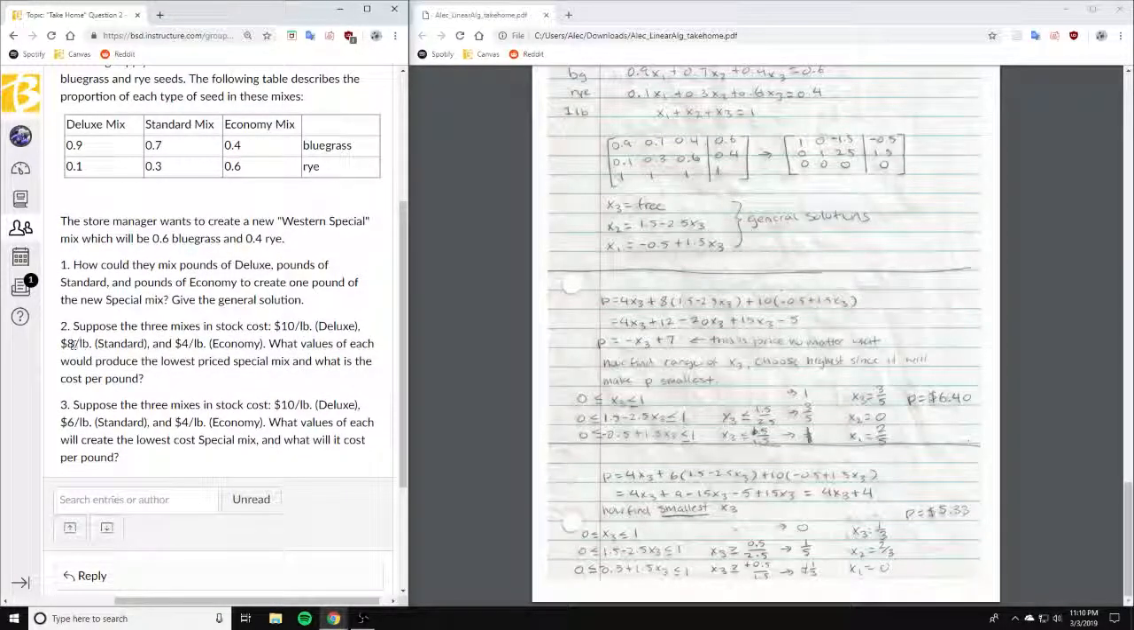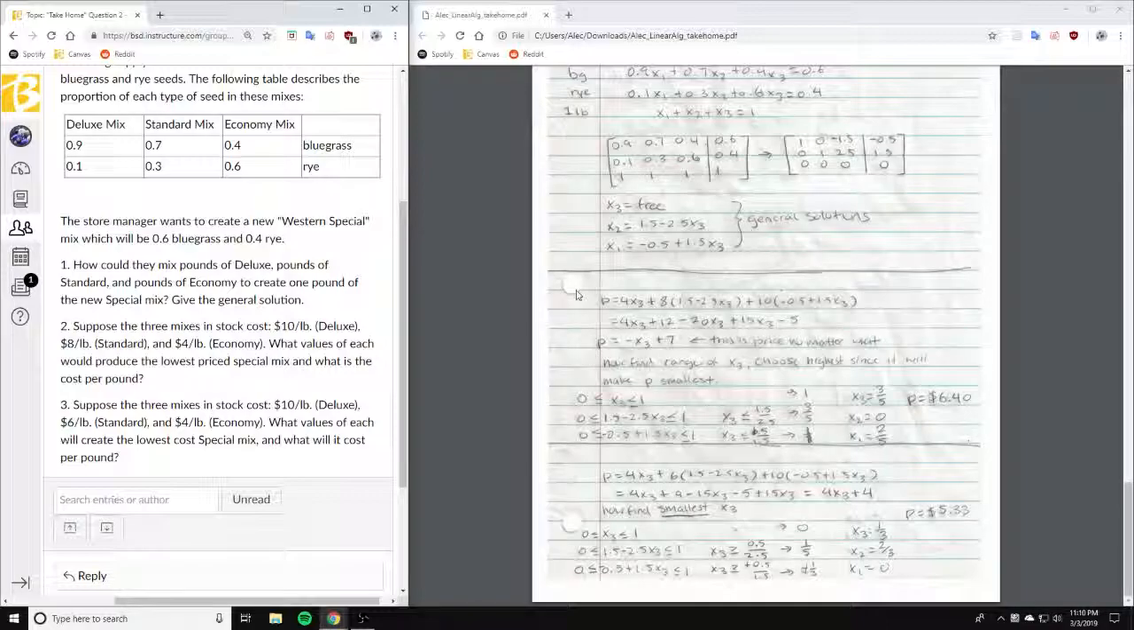which pretty much give the prices of the different mixes, and they ask us to find the lowest priced special mix and what the cost per pound is. So what we have to do here is find two things. It doesn't really matter which order we go in, but we have to find the equation for price based on whatever our x3 is, and we need to find the range of x3 in order to make x3 the most profitable based on our price.